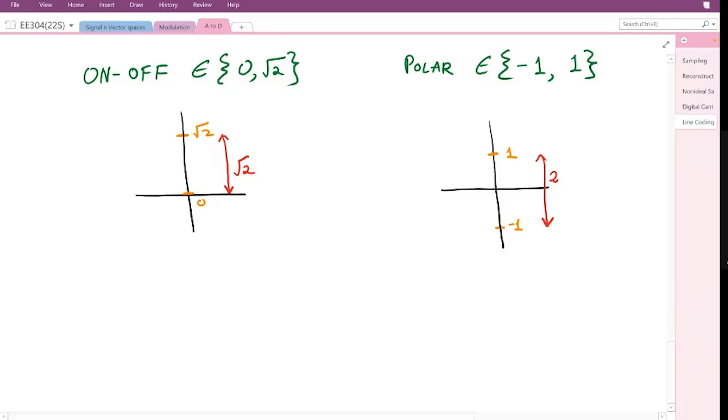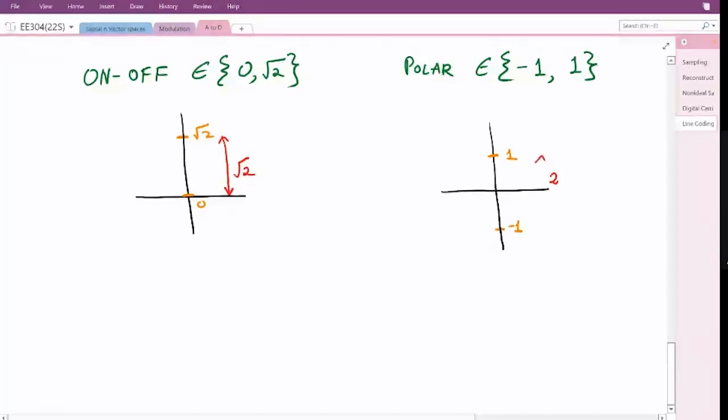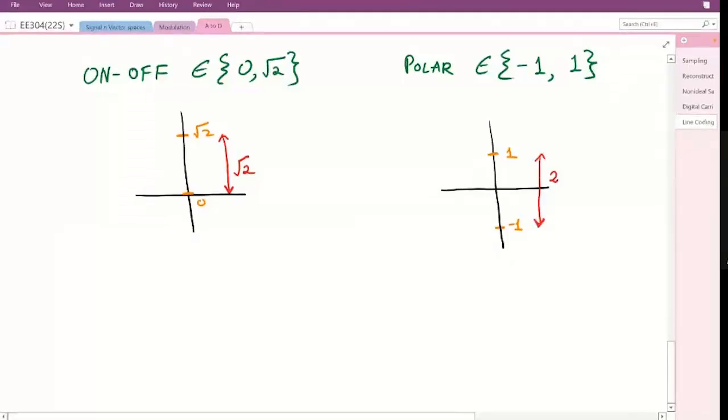Which one would be better? Anyone? Whatever comes to your mind, you can speak. The first one will be better because it will take less delay time to change the mode from high to low.